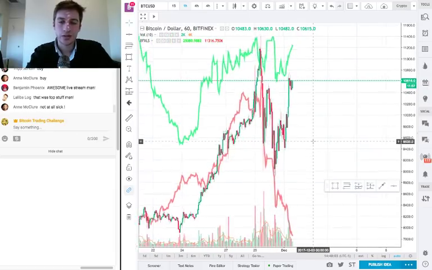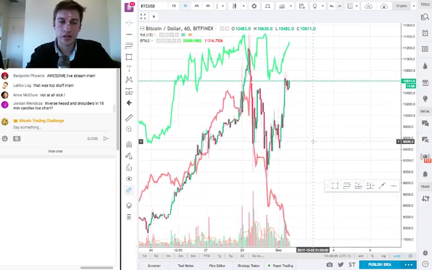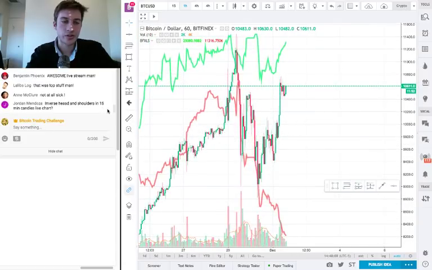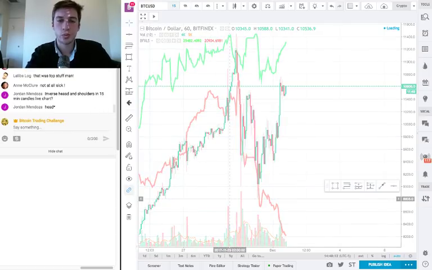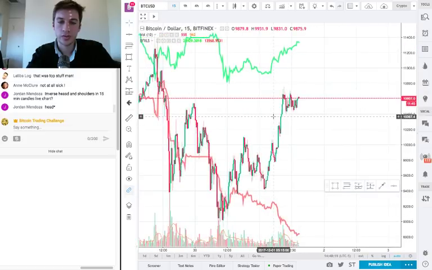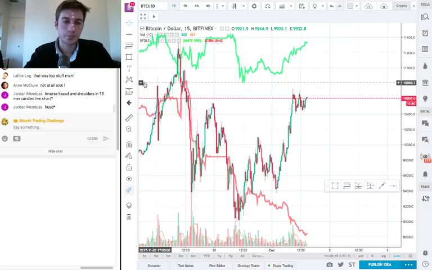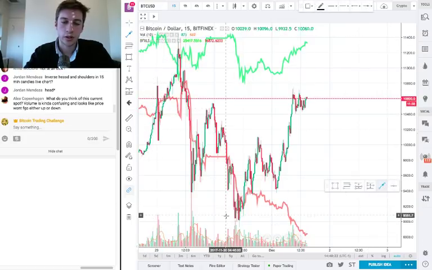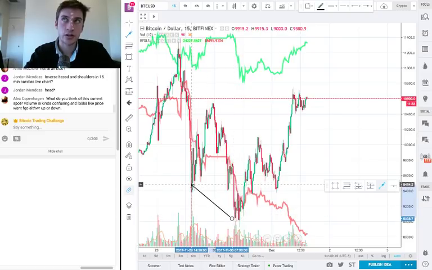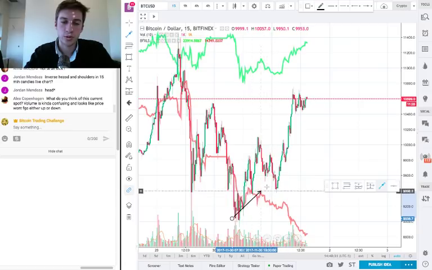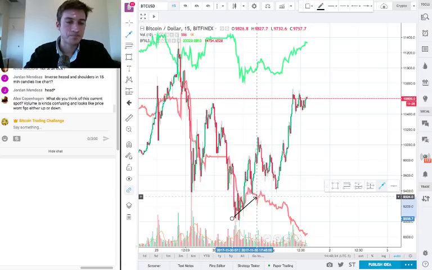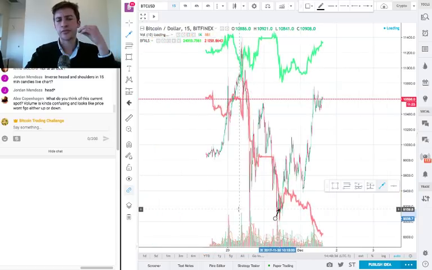Yeah. So what do we see here? Inverse head and shoulders in the 15 minutes candle line chart. You said that, Jordan. Let's see where that was. Where was the inverse I'm looking for? Oh, right here. Let me just try the arrows. Like that would be one. This is the head. This is the shoulder, and then this is the other shoulder. Head, shoulder, shoulder. But it has like two shoulders for its right shoulder. Yeah, I think this looks like an inverse head and shoulders on the 1 hour.